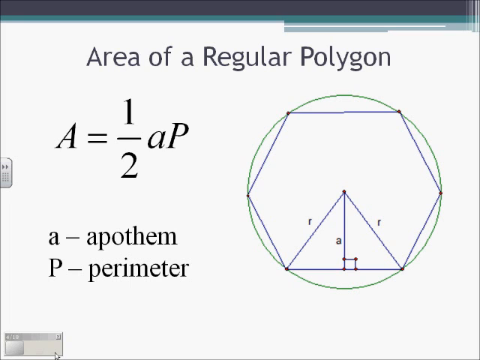And because the apothem is a perpendicular line, we know it's going to form right triangles with the radius and the half of the side and the apothem. So we're going to be able to use a lot of our right triangle trigonometry, our sine, cosine, and tangent.